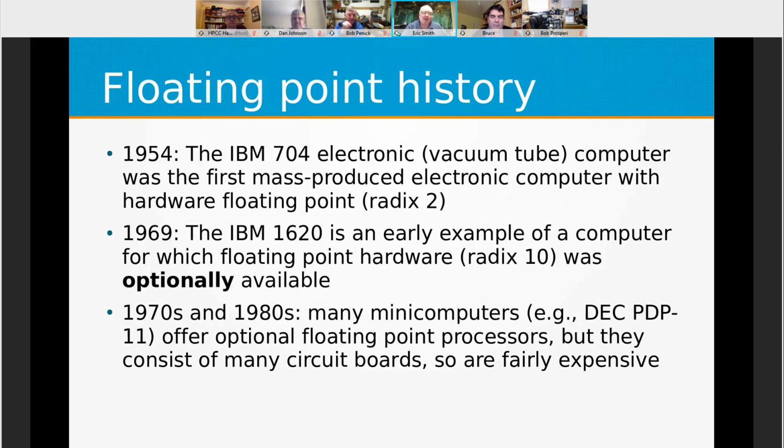By the 1970s and 80s, many computers offered optional floating point processors, and they still consisted of a lot of electronics, so it was an expensive option. So if you didn't need high performance floating point, then you didn't buy that. By comparison, though, the really big computers like mainframes, floating point was still standard.